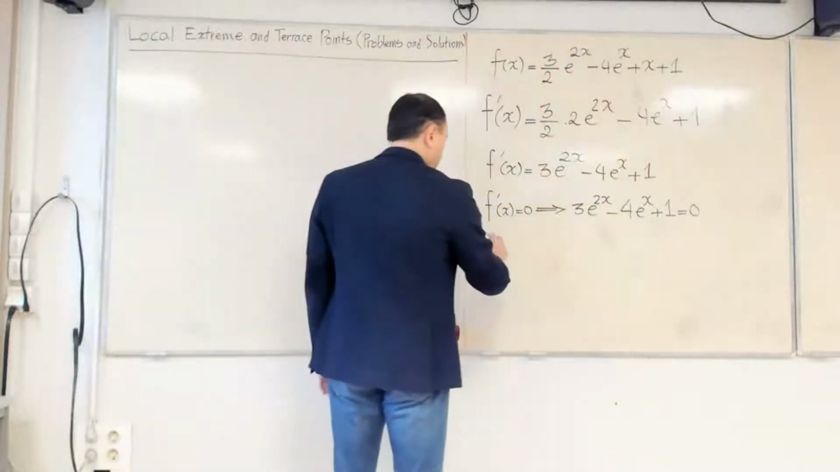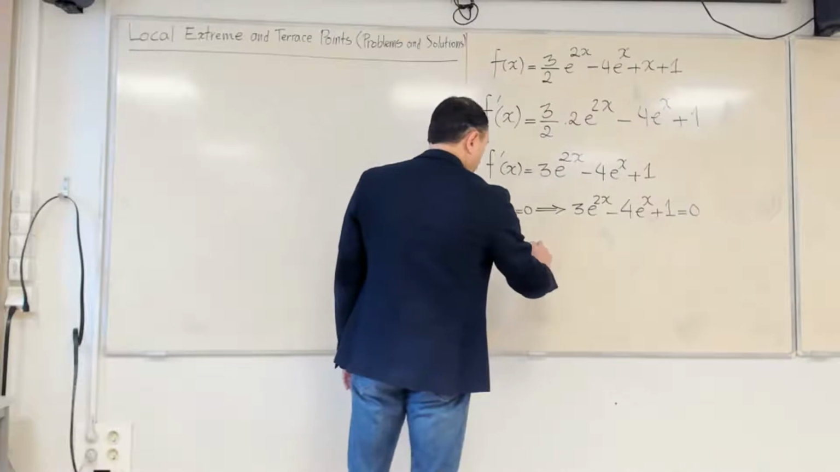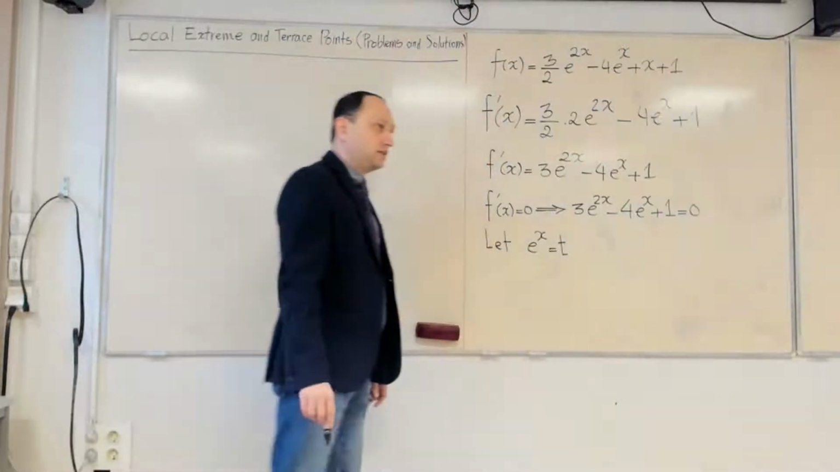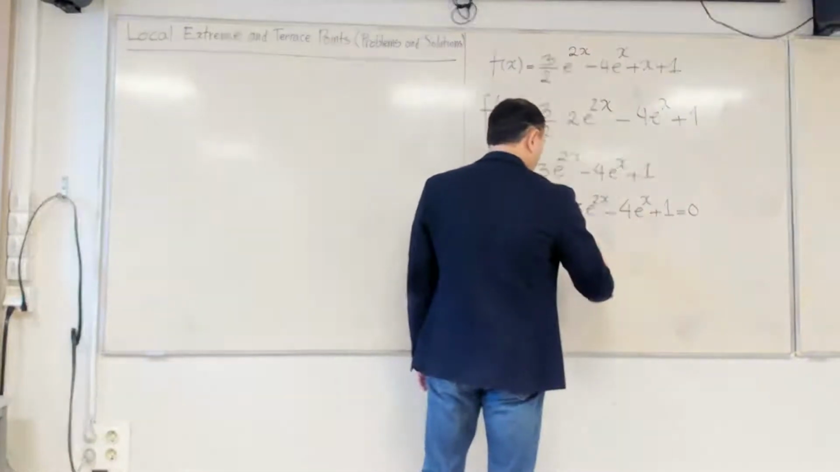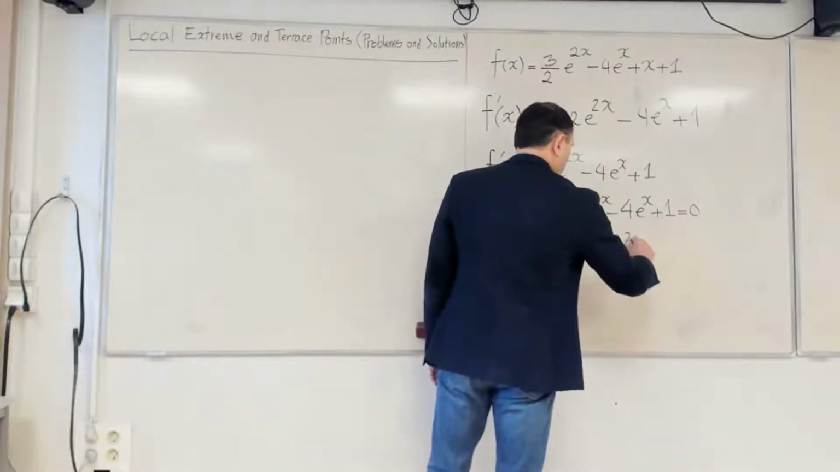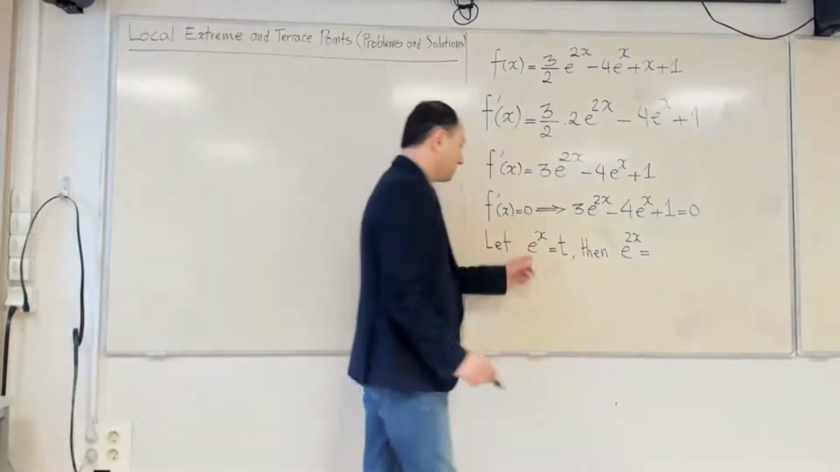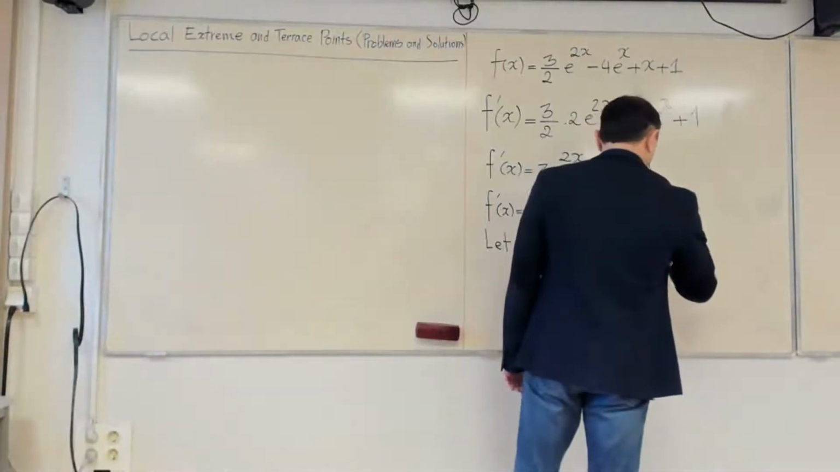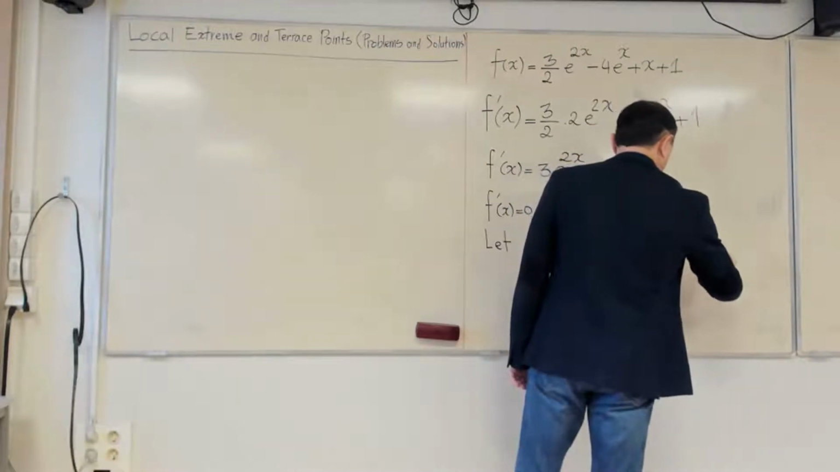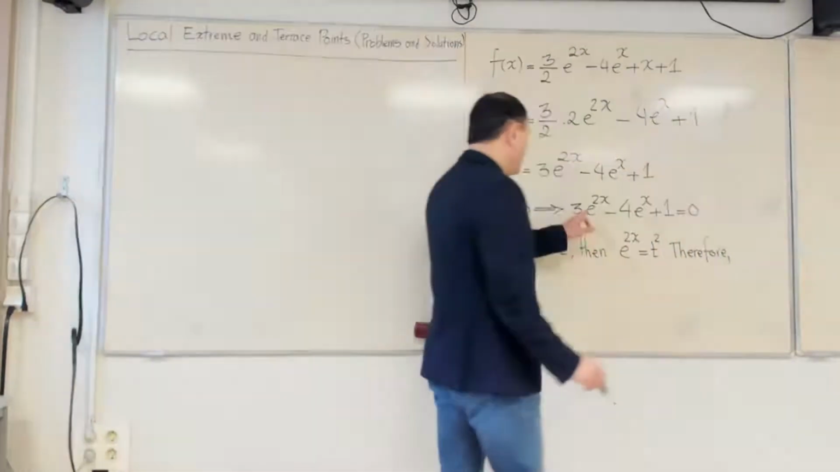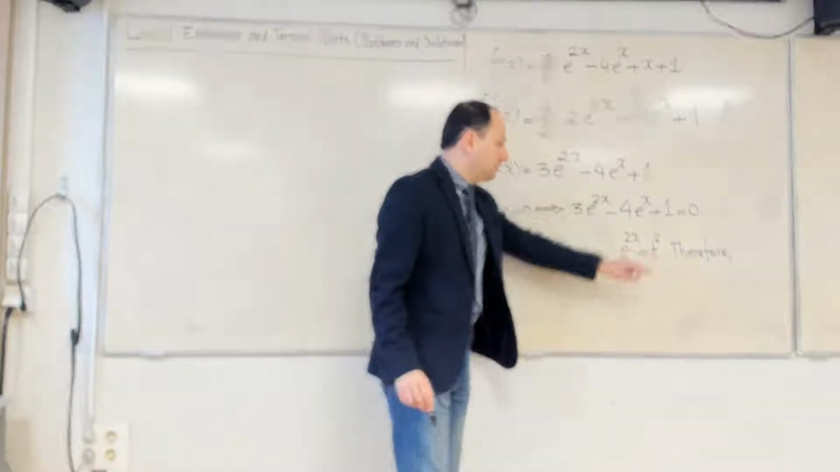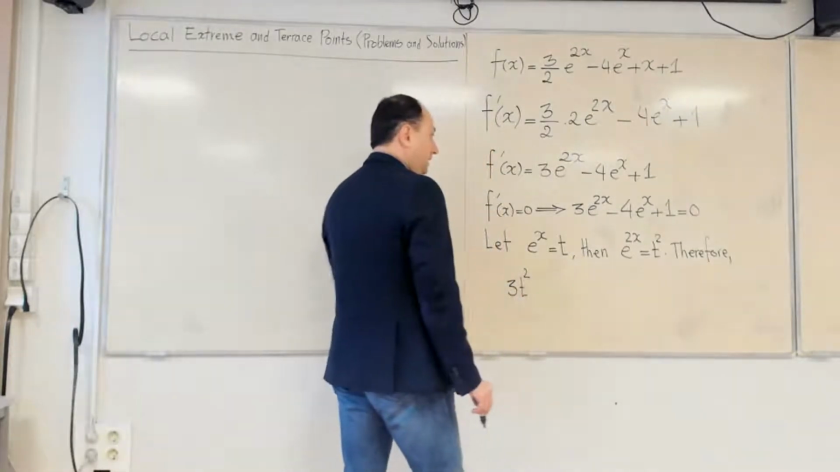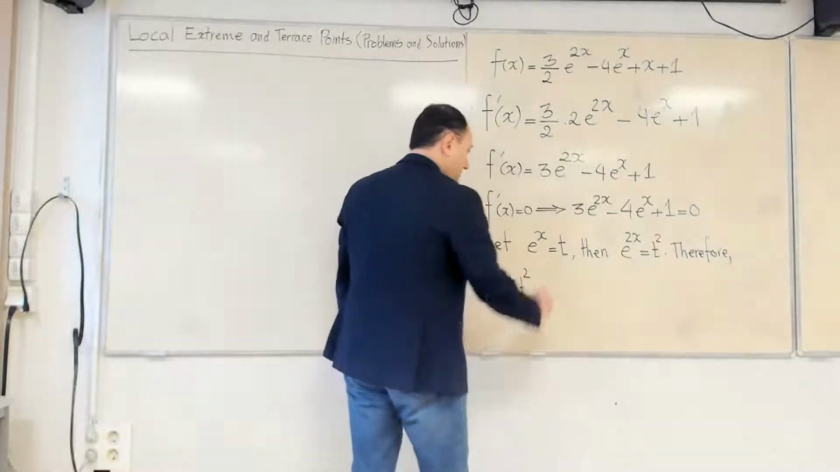Yes, I would say let e to the power of x, let us give it a name. Let e to the power of x be called t. Yes, then what happens? E to the power of 2x, what would be the name of e to the power of 2x? T squared. It's t squared. Everybody agrees? Yes, so it becomes t squared. Therefore, instead of e to the power of 2x, I can substitute t squared, so it becomes 3t squared. And then instead of e to the power of x, I can substitute t.